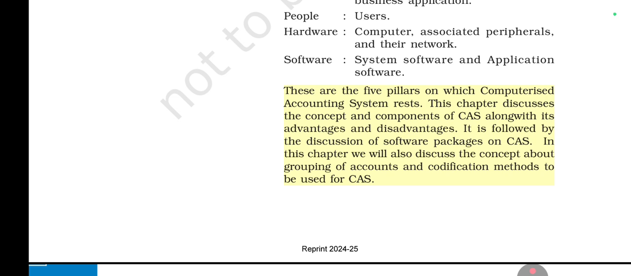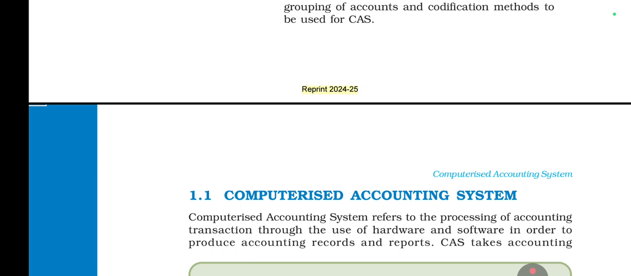This chapter discusses the concept and components of CAS along with its advantages and disadvantages. It is followed by the discussion of software packages on CAS. In this chapter, we will also discuss the concept about grouping of accounts and codification methods to be used for CAS.